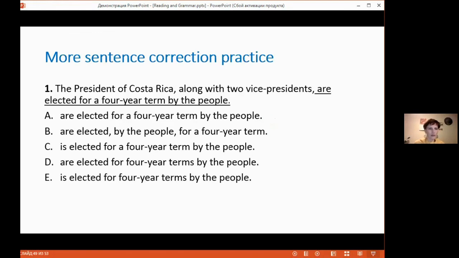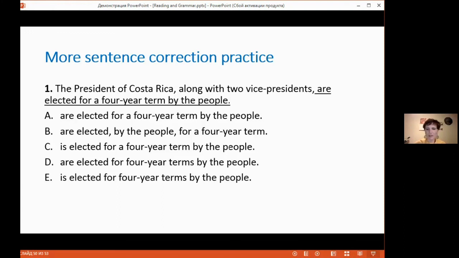Okay, and here's more correction practice for you. This time you are presented with a sentence. Well, or maybe it's not correct, maybe it is correct. Please try to choose the correct option, and maybe say why you think it is correct. What is the problem in the original one? The president. Yeah.